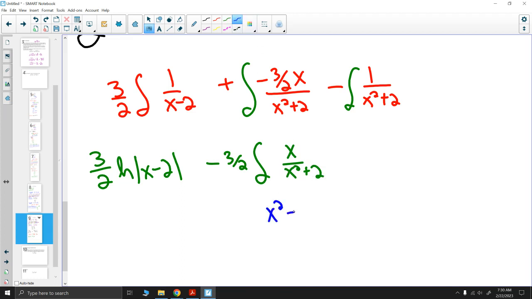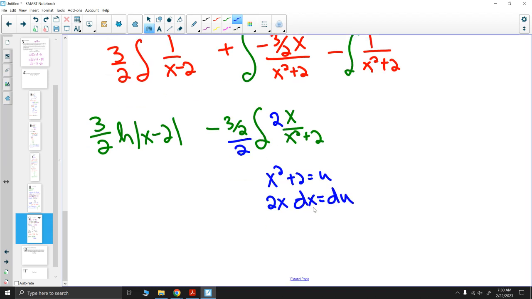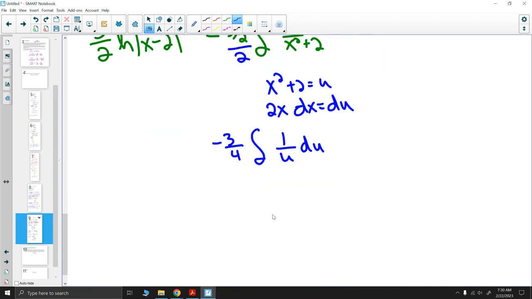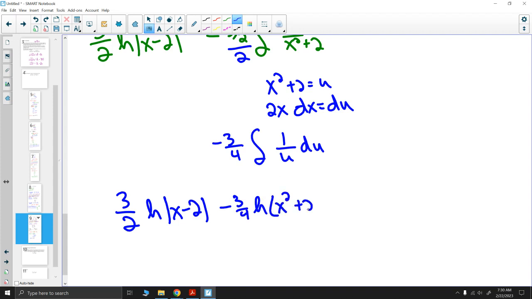So that x squared plus 2 is u. That means 2x dx is our du. So we need a 2, so we pull out a 2. And that will then enable us to take this negative 3 over 4 now, integral of 1 over u du. So we can integrate this. This thing here, we'll go ahead and do it. 3 halves natural log x minus 2 minus 3/4 natural log of u, but our u is just x squared plus 2.